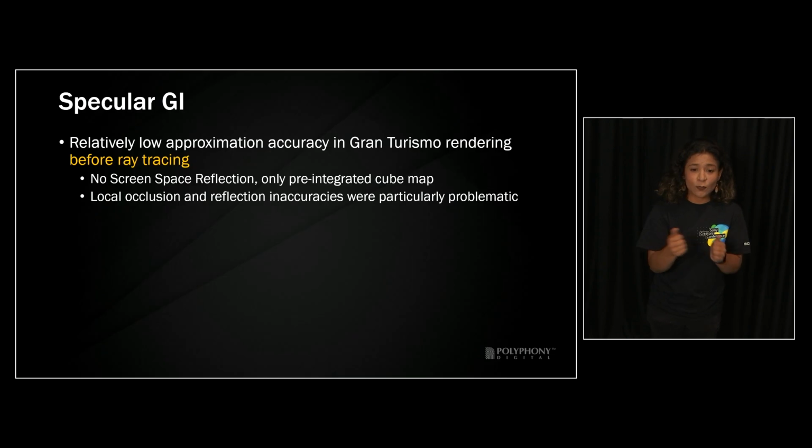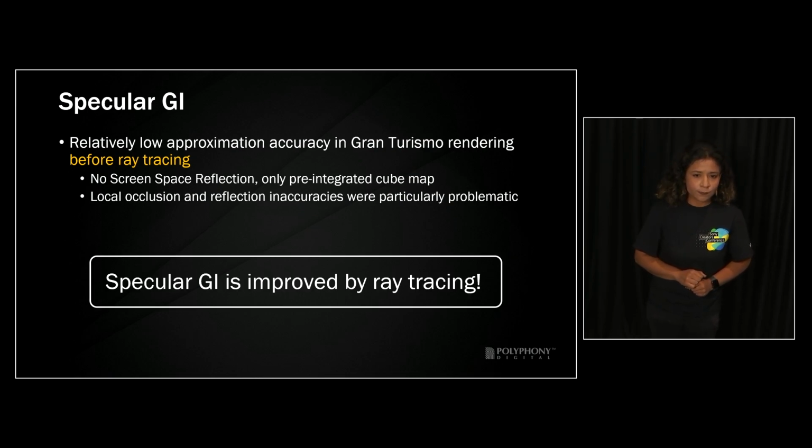Next, let's look at the specular GI. Specular GI calculations in Gran Turismo rendering before ray tracing had relatively low approximation accuracy. This was because screen space reflections could not be used to achieve specular GI, and only pre-integrated cube maps could be used. In other words, local reflections and local occlusions accuracy was very low. Therefore, we decided to apply ray tracing to improve the accuracy of specular GI.